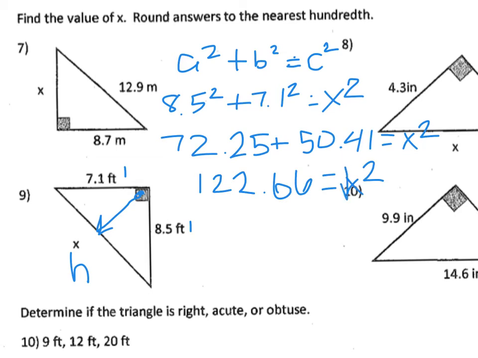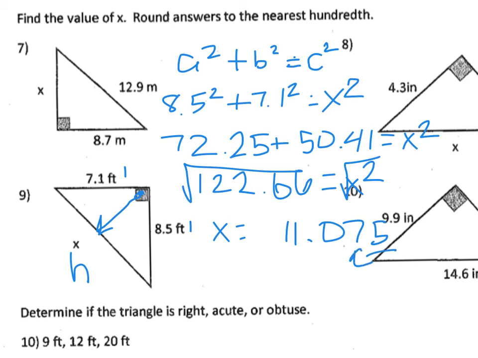And then now I need to take the square root of each because x is not by itself yet. So if I hit second square root, 122.66, it gives me an x of 11.075197, whatever, but it doesn't matter because we only need to look at this number to tell us what to do with this number. And because this number is 5 or higher, the number in the hundredths place, the 7, is going to go up 1. So your answer would be 11.08 feet.